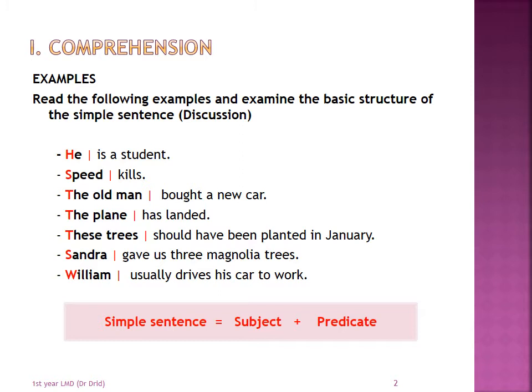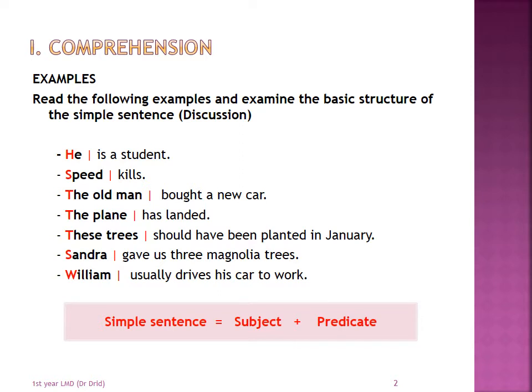Then, in the rest of the sentence, we say something about this topic or this theme. This part of the sentence, which says something about the subject, is called the predicate. So, a simple sentence consists of a subject and a predicate. In other words, a topic or a theme and something that is said about it. The same thing is found in all these examples.